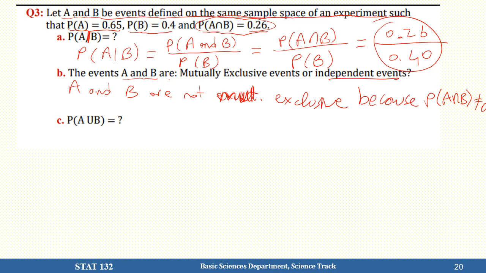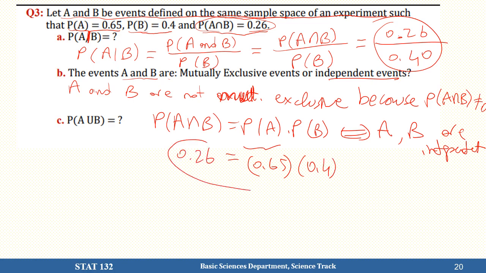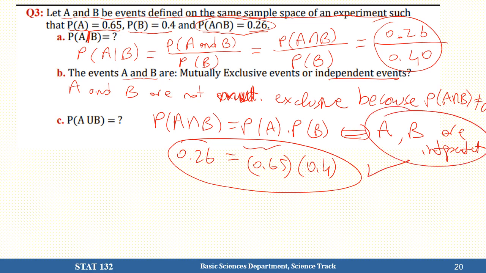So are they independent events? Now let's see. If the probability of A intersection B is equal to the probability of A times the probability of B, then A, B are independent. So let's check if it is like that. The probability of A is 0.65 and the probability of B is 0.4. So this makes 0.26, so it is satisfied. So you can say they're independent. So the correct answer is they're independent.